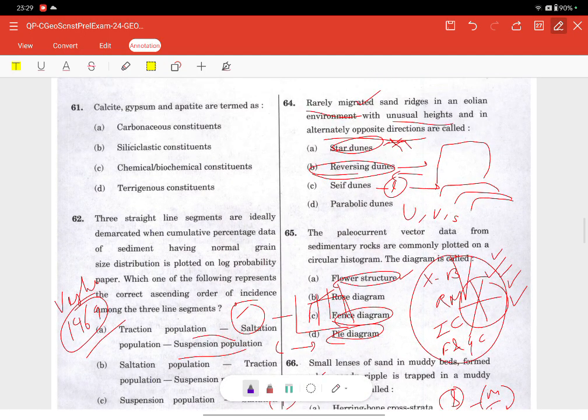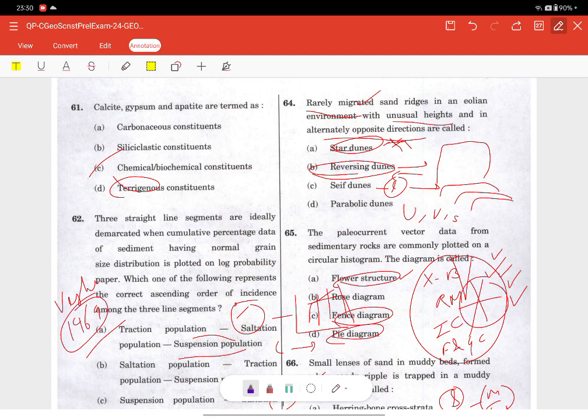Now coming to the 61st question and the last question: calcite, gypsum, and apatite are termed as what? Will they be termed as carbonaceous, siliciclastic, chemical, biochemical, or heterogeneous? They will be termed as chemical and biochemical constituents, because sedimentary rocks are also classified on the basis of their constituents. Siliciclastic constituents are quartz, feldspar, and lithic fragments, and they have been derived from the weathering of pre-existing rock.